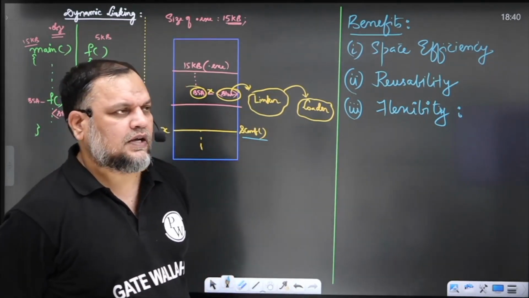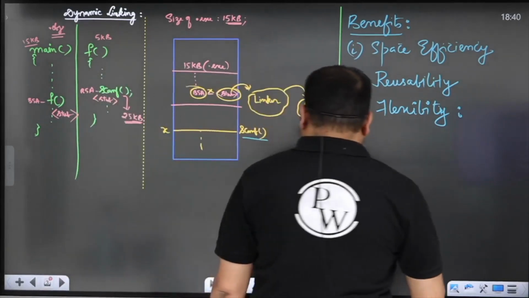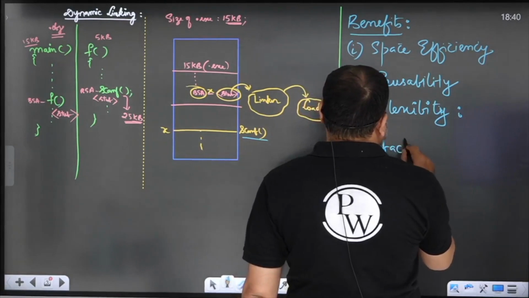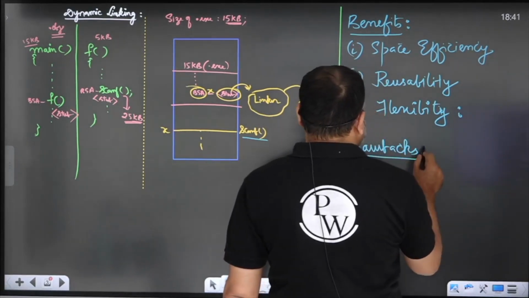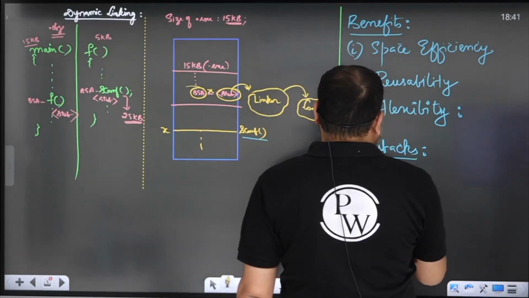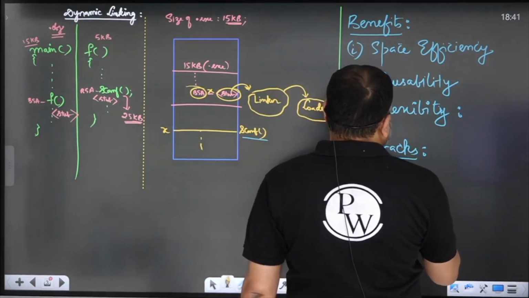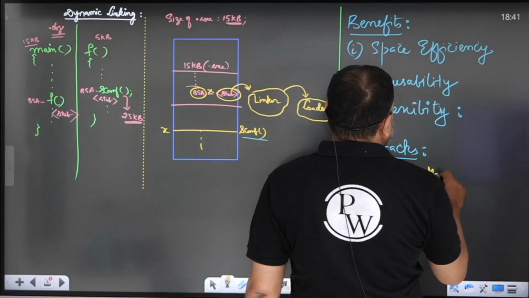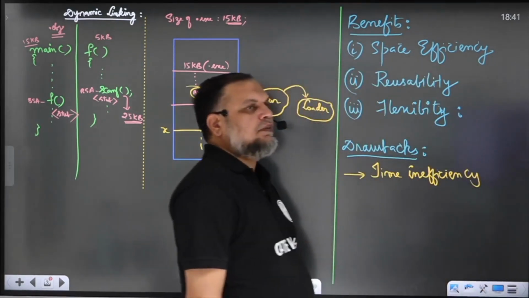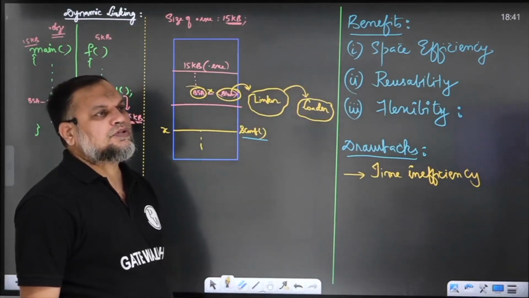But at the same time, there are drawbacks of dynamic linking also. Can you realize what may be the drawbacks of dynamic linking? The drawbacks, number one is time. The time of linking will be added to execution time now. It becomes slow. Dynamic linking becomes slow like dynamic loading. Program execution time may increase.